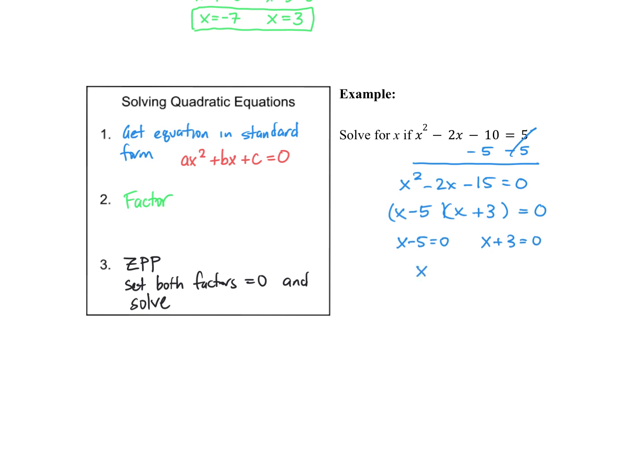On the left-hand side, I'm going to add 5. And on the right-hand side, I'm going to subtract 3. And here are the two values of x that would make this equation true. They are solutions. We are now solving. Notice the equals, so we're solving. So x equals 5 would make this true. x equals -3 would also make this true. Get your equations into standard form, factor, use zero product property to solve. That's the process.